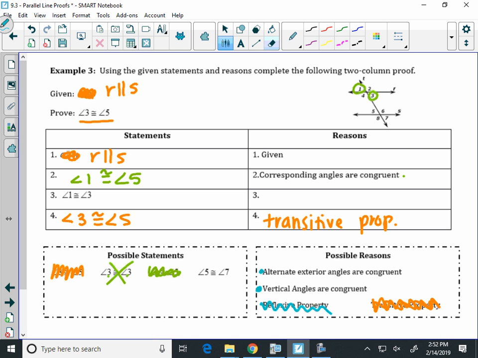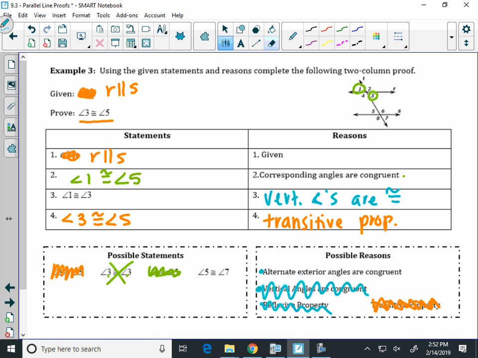Okay? Well, if I look at my diagram, are 1 and 3 alternate exterior angles, or are they vertical? And they're vertical, so that's going to be my reason for number 3. And we're done. We fill in the proof using what they gave us.